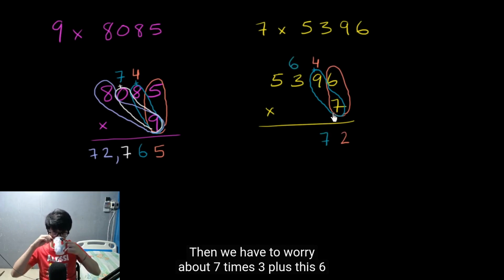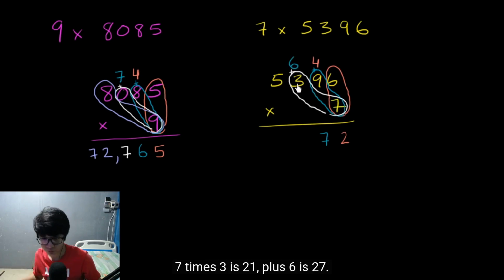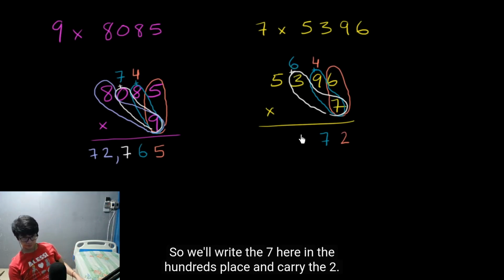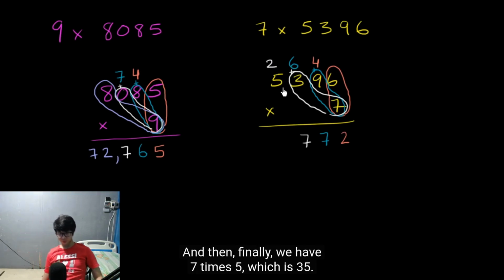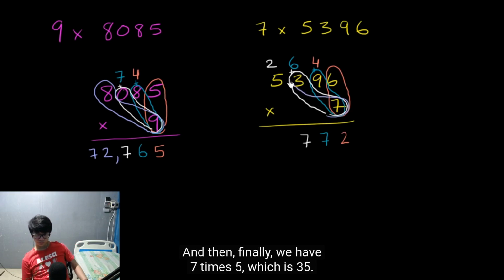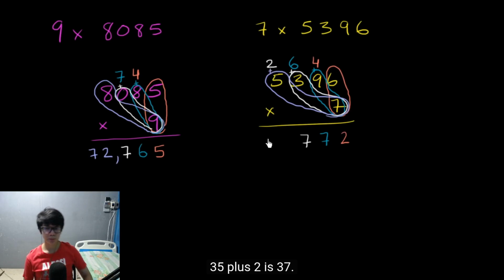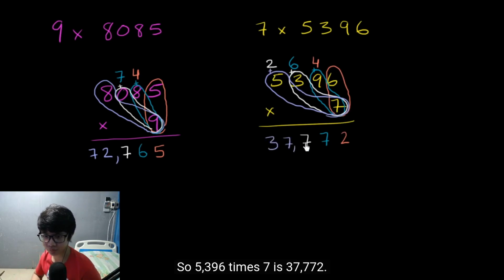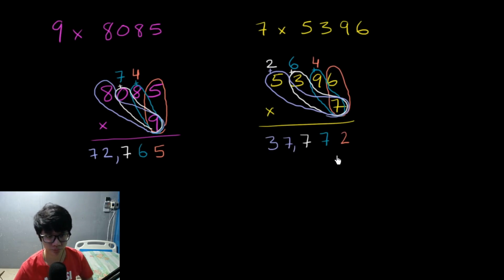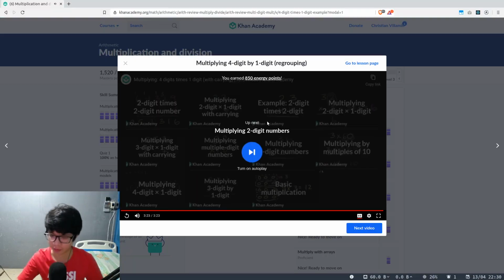Then we have to worry about 7 times 3 plus this 6 that we had just finished carrying. 7 times 3 is 21. Plus 6 is 27. So we'll write the 7 here in the hundreds place and carry the 2. And then finally, we have 7 times 5, which is 35, but we have to add the 2. 35 plus 2 is 37. So 5,396 times 7 is 37,772. Cool. Got the same answer.